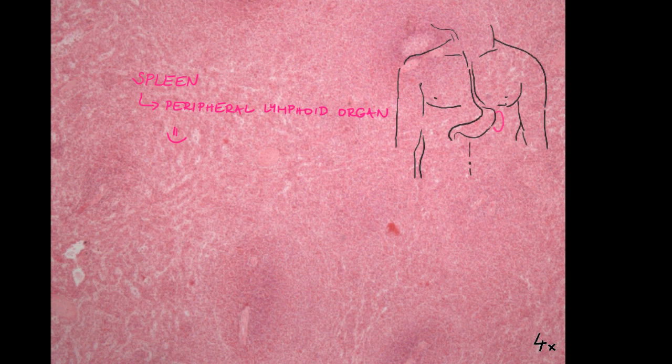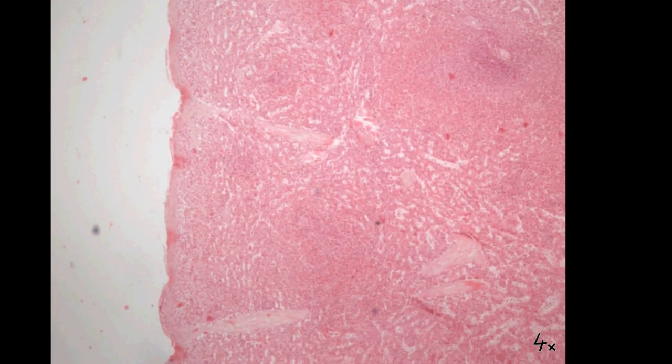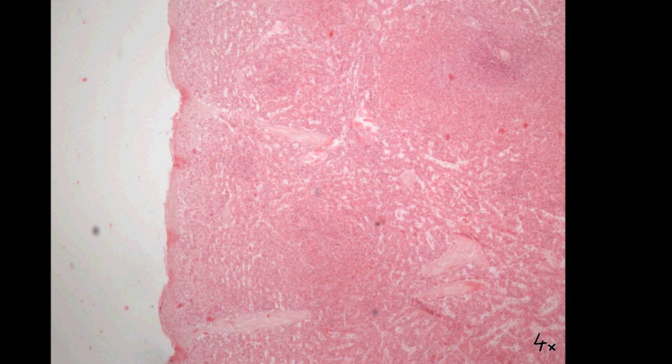My name is Andrea and today we're going to have a look at a section of a spleen, which is the biggest peripheral lymphoid organ in the human body. The spleen is located in the abdominal cavity, right under the left part of the diaphragm. It is unpalpable in the normal physiological state, and enlargement of the spleen can indicate many pathological processes.